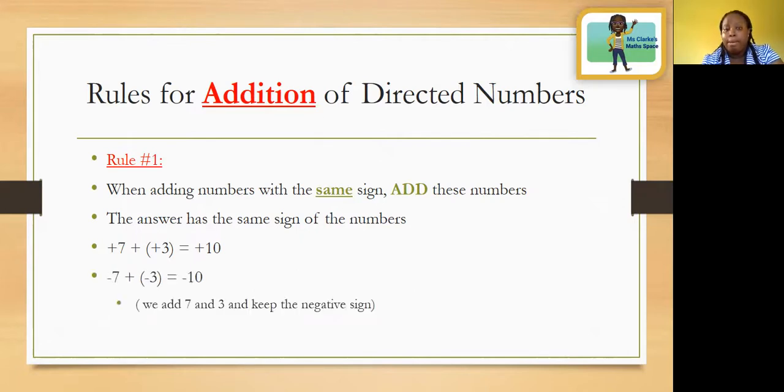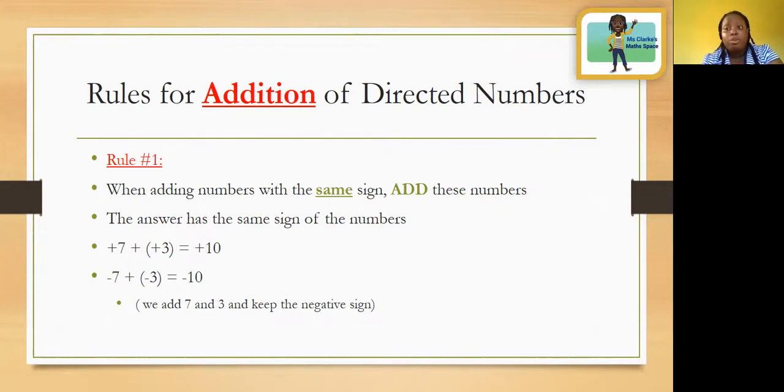Let's take the next example. We have the same sign. We have negative 7 added to negative 3. The same sign is negative, a negative 7 and a negative 3, and we add those two numbers. According to the rules, when adding numbers with the same sign, you add the absolute values of the numbers. So we're going to add the 7 and the 3. 7 and 3 is 10.